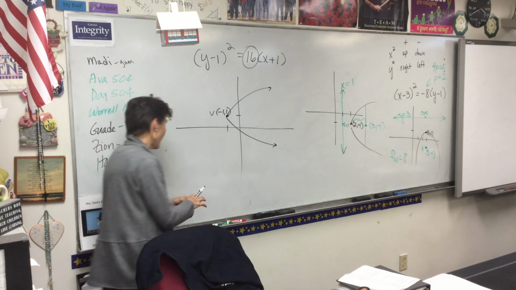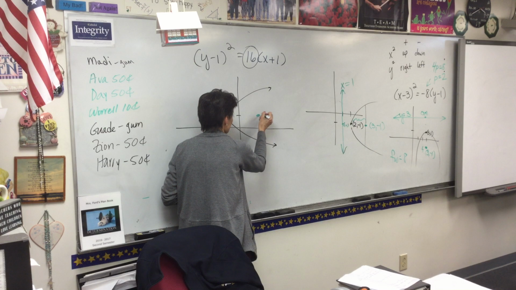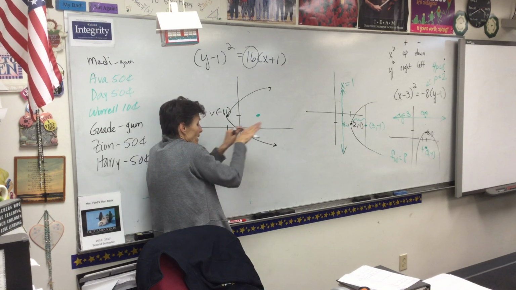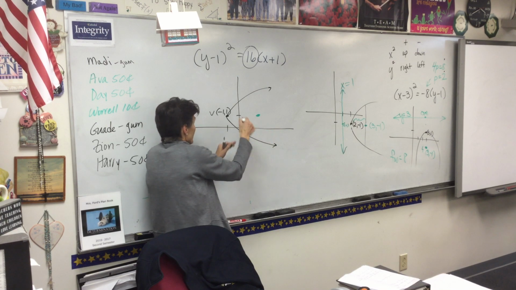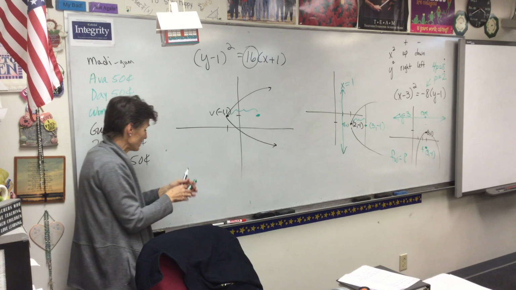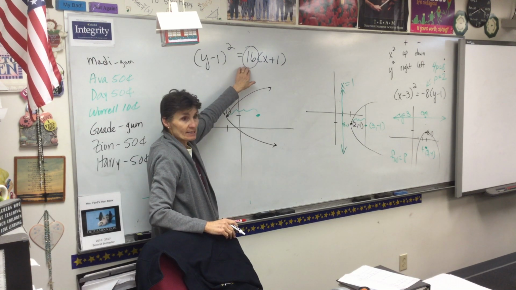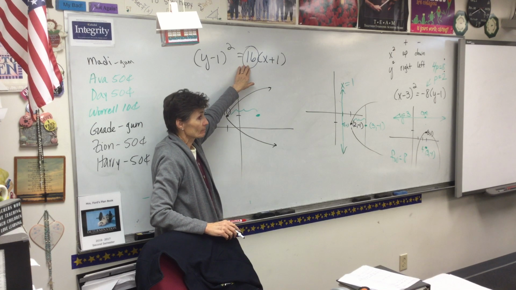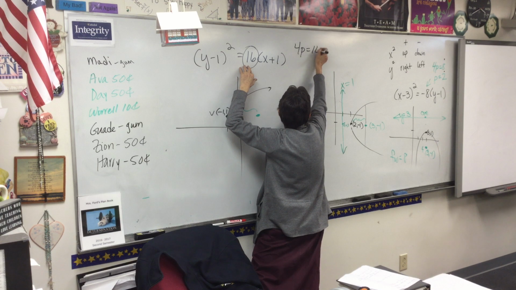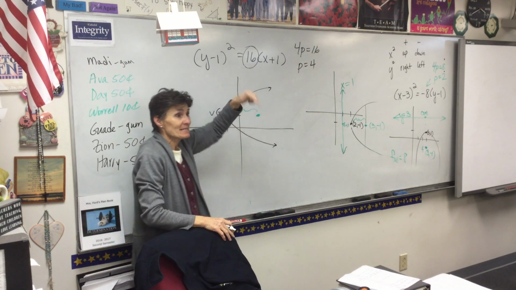Now I'm ready to put my focus in here. So I know it's in here somewhere. Would you agree with that? So I'm going to go straight to the right, and I just need to figure out how far to the right I'm going to go. To decide that, I'm going to look at this number I circled. And I'm going to say 4P is that number. So P is 4. That's how many steps I take.